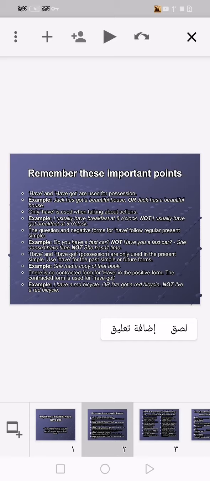There is no contracted form for have in the positive form. The contracted form is used for have got. Example: I have a red bicycle. Or I have got a red bicycle. يقول لك أنت هنا تقدر تستعمل المختصر مال have got وتقدر تعوض بدل have got إلى 've got.